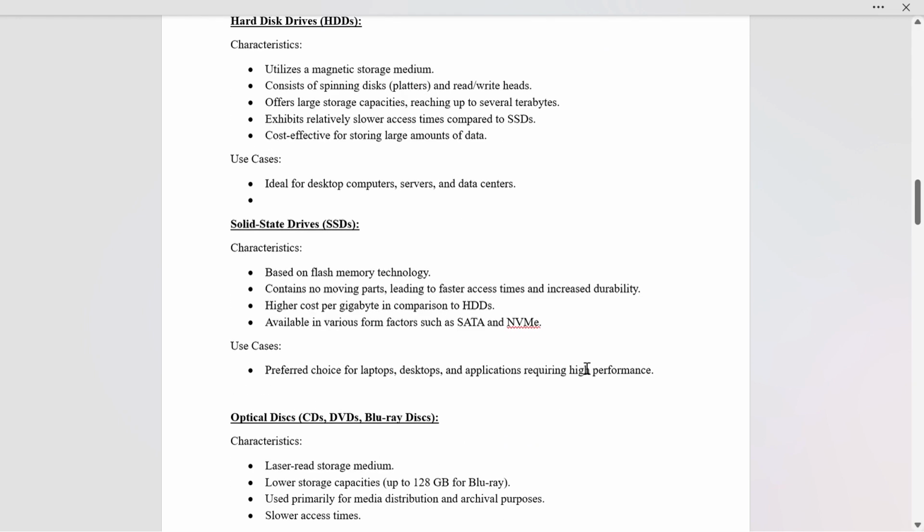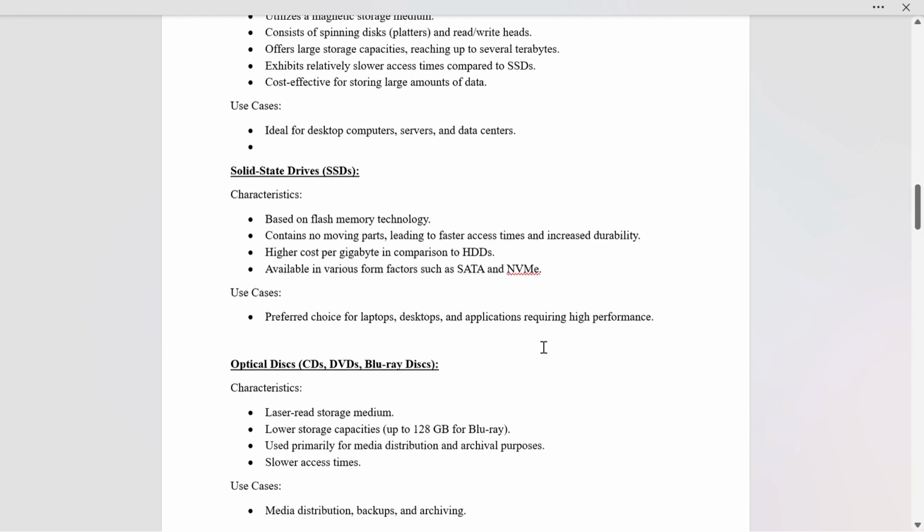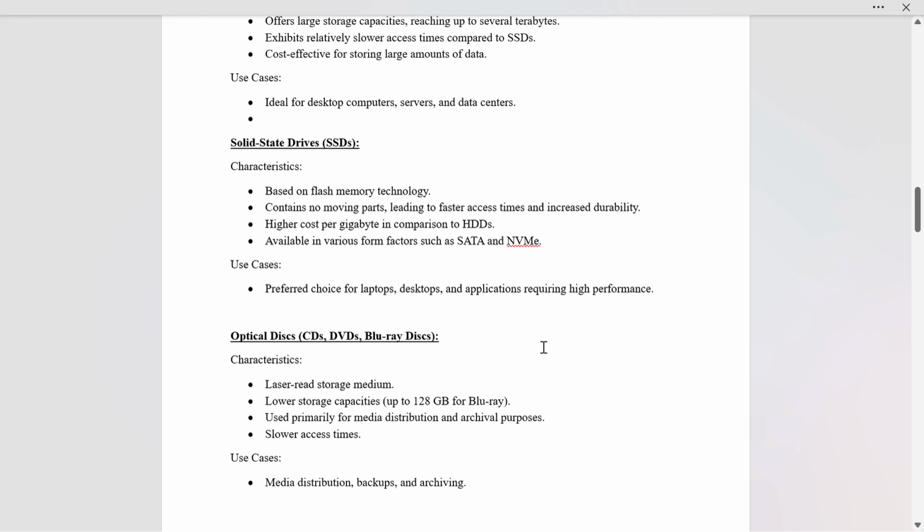Solid state drives, based on flash memory technology, contain no moving parts, leading to faster access times and increased durability. Higher cost per GB in comparison to HDDs, available in various form factors such as SATA and NVMe. Use case: a preferred choice for laptops, desktops, and applications requiring high performance.